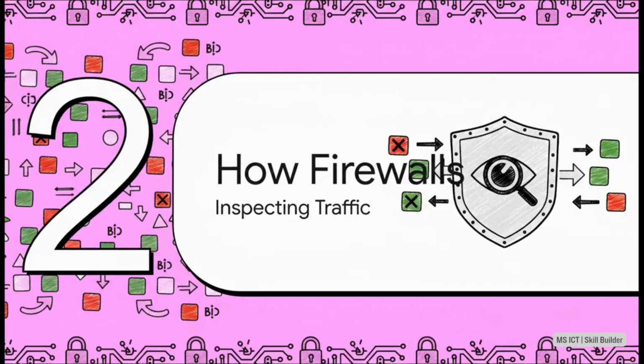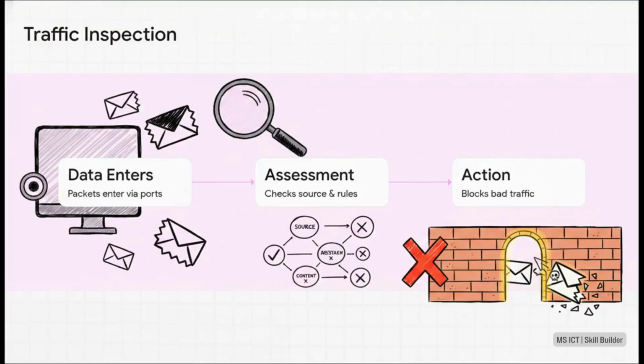Moving right along to Section 2, how do firewalls work? Okay, so whenever your computer talks to the internet, it does so using network packets. You can kind of think of these like digital envelopes. They contain a source address, a destination address, and the actual payload or message. Now, these packets try to enter your system through specific entry points called ports.